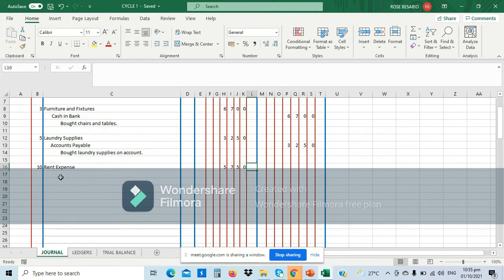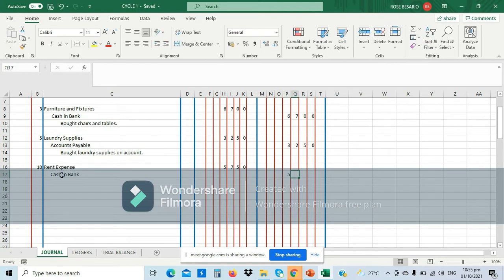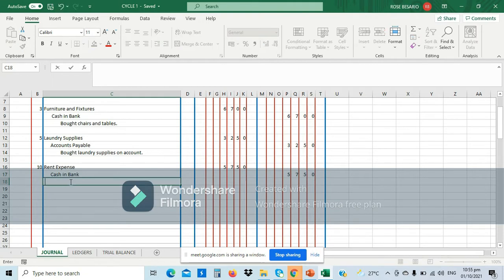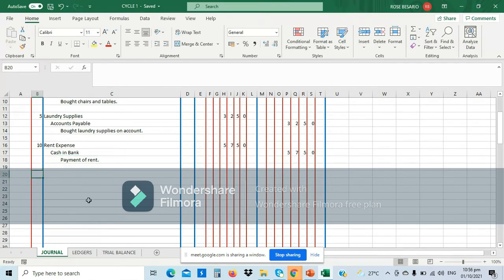Then we have paid cash. So it's cash, so credit cash in bank. That's 5,750. Then the explanation is payment of rent. Okay, then we leave one space. Then we go to May 12.